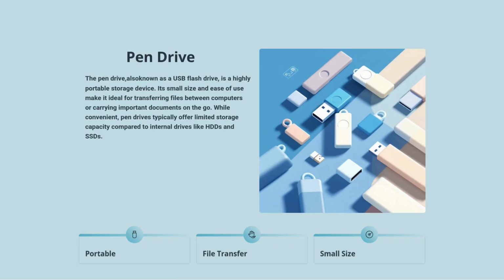Next is pen drive. A pen drive is a portable storage device. It is small in size and easy to carry. We use pen drives to transfer data from one computer to another. For example, copying notes, assignments, photos, or videos. Pen drives store data permanently and do not need power to keep data safe.